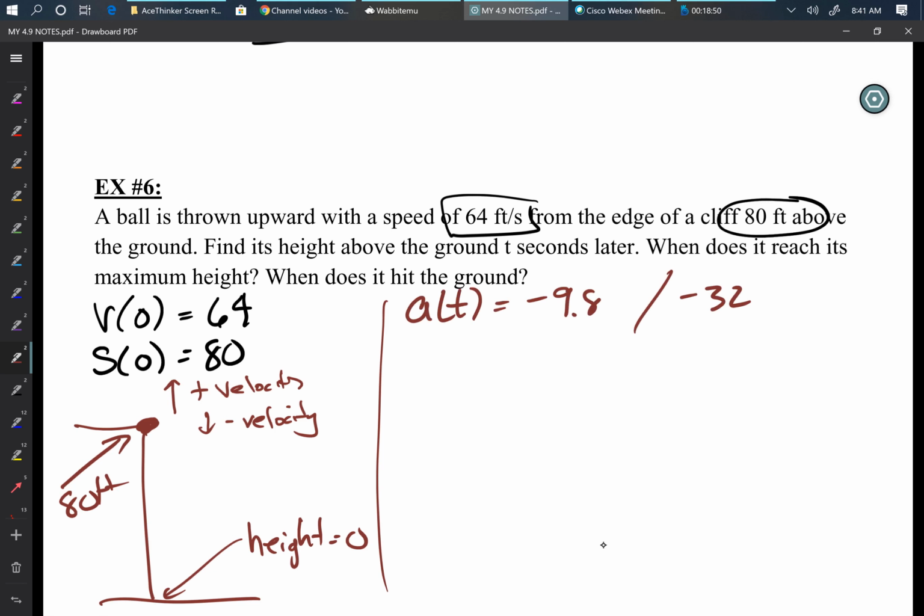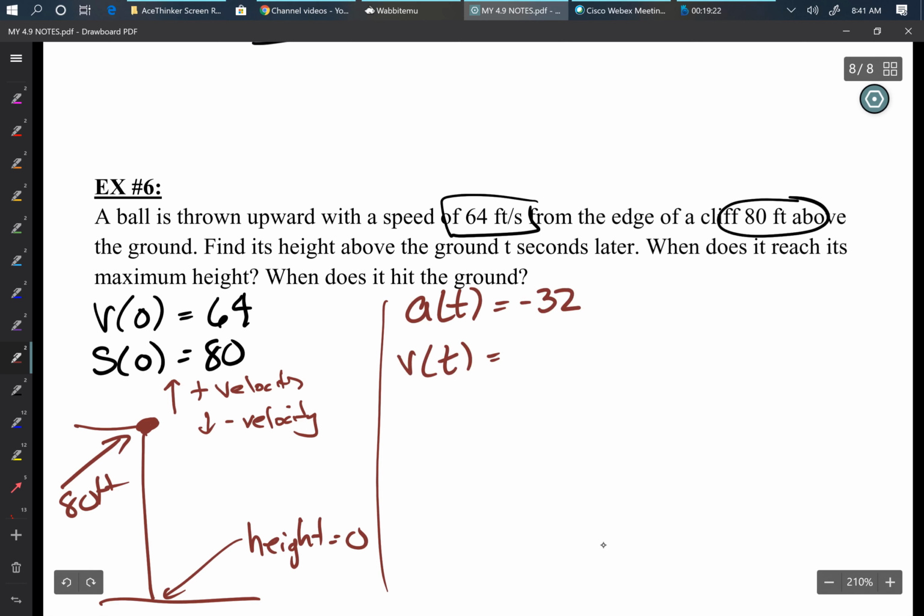Because a of t would be the acceleration, which is a constant due to gravity, and negative 9.8 would be what you would use if your units were in the metric system, and negative 32 would be what your acceleration for gravity would be if you're using freedom units like we use here in America. Okay. So since this problem is written in feet and feet per second, I'm going to use my negative 32 here. And so I get that a of t is equal to negative 32, which means that v of t must be equal to negative 32t plus c.